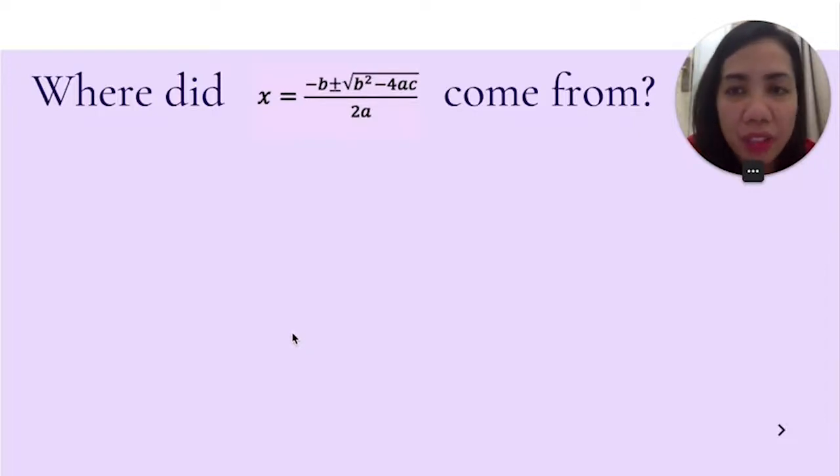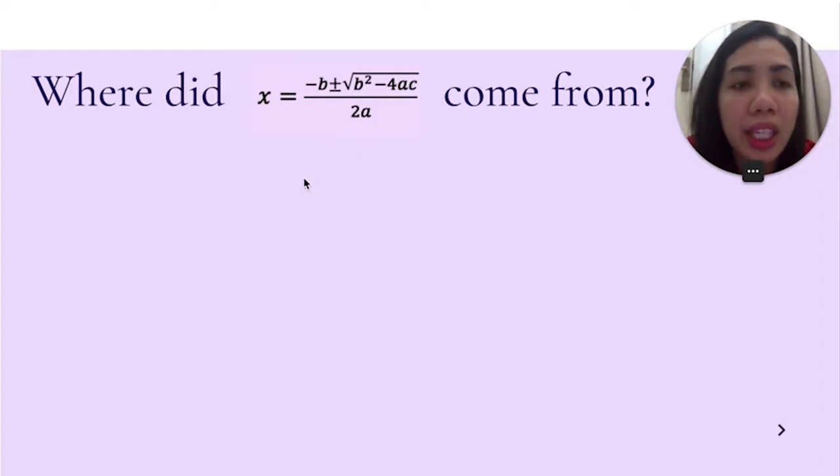Okay, in this learning video, we're going to cover how to derive the quadratic formula. Are you familiar with the quadratic formula? This is the quadratic formula: x equals minus b, plus and minus the square root of b squared minus 4ac, over 2a.